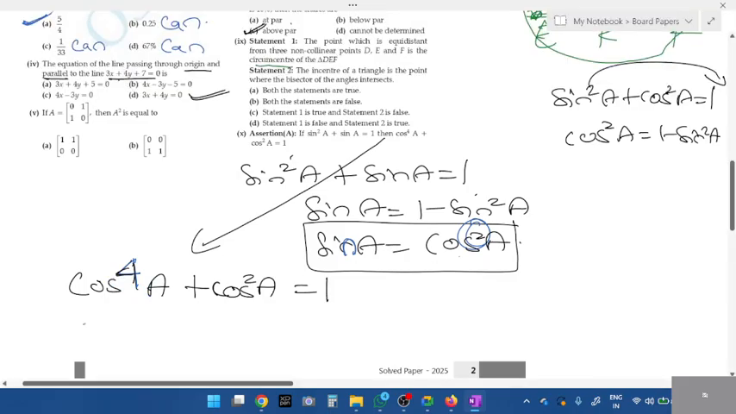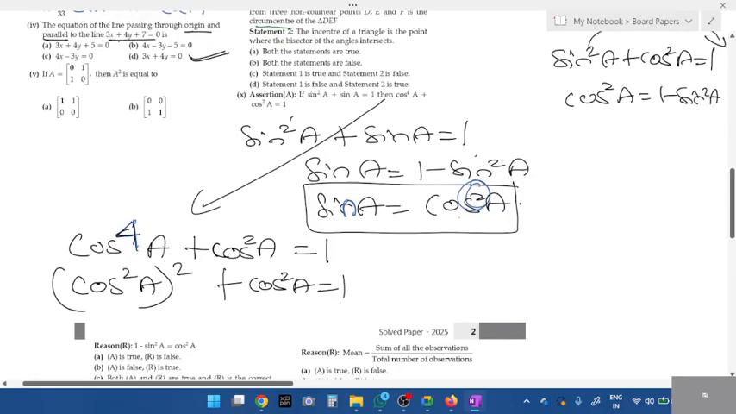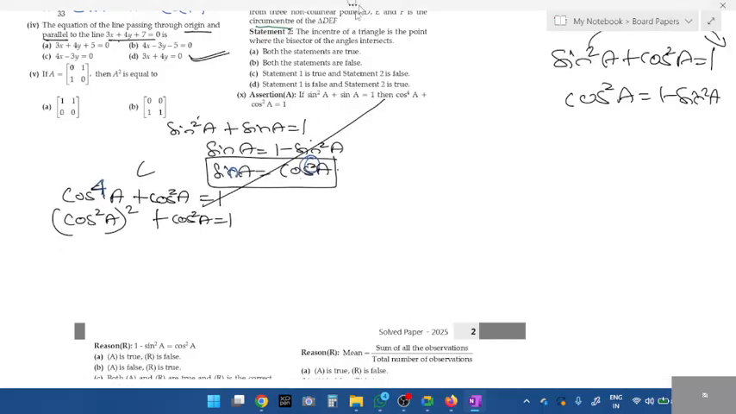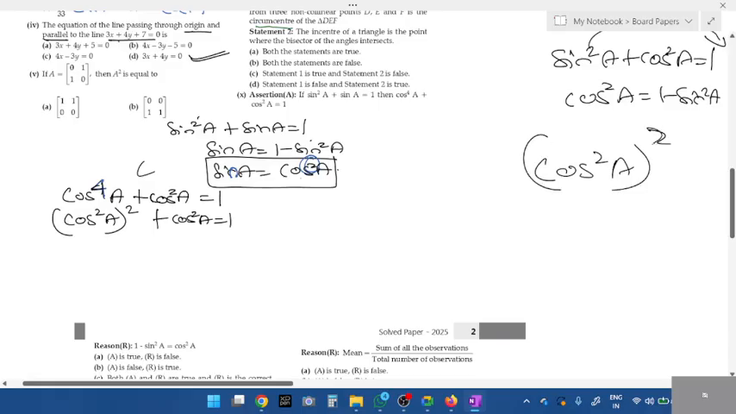Here cos 4A is given. If not, you can do it like this. Cos square A to the whole power square plus cos square A is equal to 1. Next, when you open the bracket, what do you get, students? Apply power law. 2 square is 4, so this 4A, I have written it as cos square A the whole square.